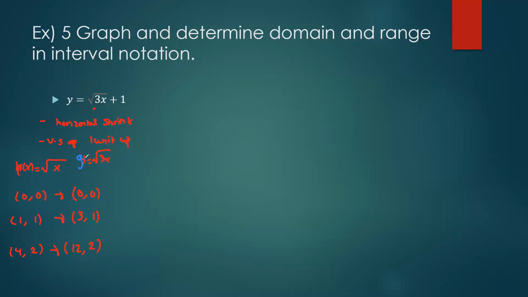And then our final graph is y equals square root of 3x plus 1. So this plus 1 is a vertical shift of 1 unit up. So all you have to do is add 1 to the y coordinate. So it would be 0, 1. 3, 1 would be 3, 2. 12, 2 would be at 12, 3. Okay, let's start graphing.